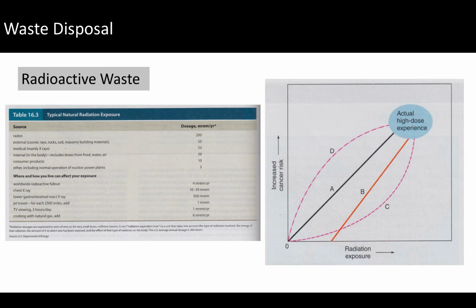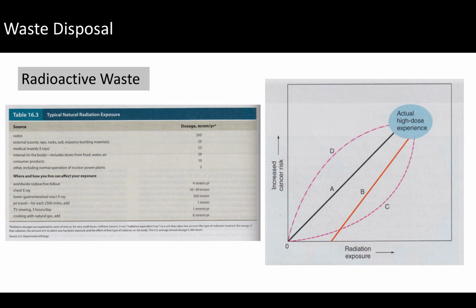Now, a rem is a unit of measurement called radiation equivalent man. Okay? It is a dosage that measures or accounts for the amount of energy plus a factor that accounts for damage done, right? And so you'll notice a radon source is emitting 200 or so millirems per year. Cosmic rays and medical devices are only at 55 millirems.